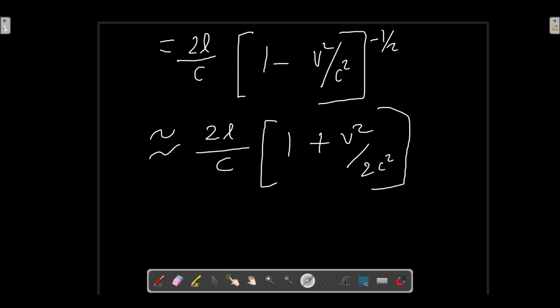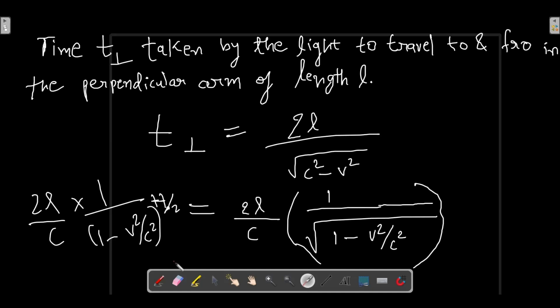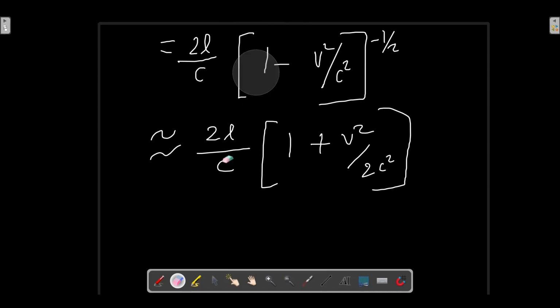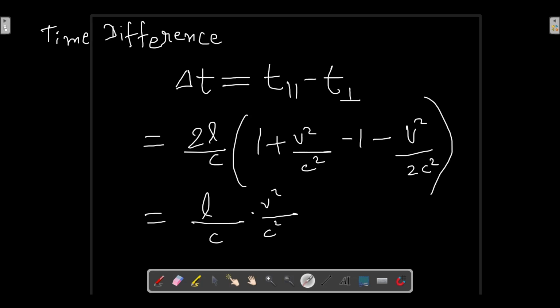This is the expression for t perpendicular. Remember this thing. This is t perpendicular equal to this much. Now, if you want to calculate the time difference, only after that can the fringe shift be determined. The shift in fringe can be determined only if we calculate the time difference. Otherwise, we cannot calculate it.